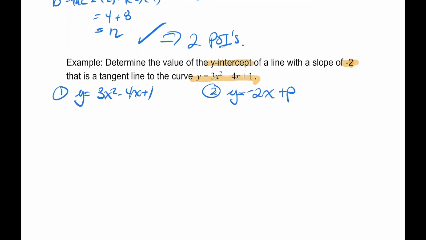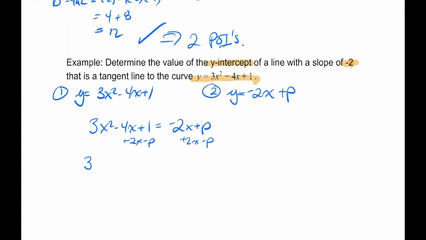So because we're looking for the point of intersection, we're going to make these equations equal to one another. So 3x squared minus 4x plus 1 is equal to negative 2x plus p. So really that's the gist of the lesson, just isolating for y in both those equations and then going off and solving for it. So in this case, we want to put one side equal to 0. So I'm going to add 2x and subtract p on both sides.